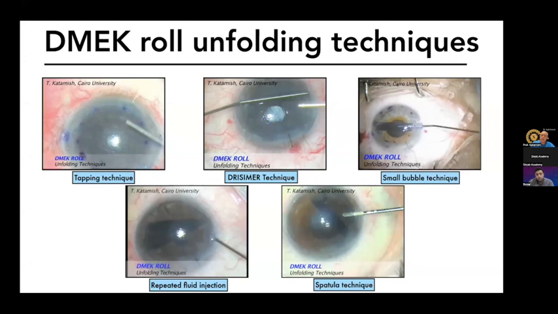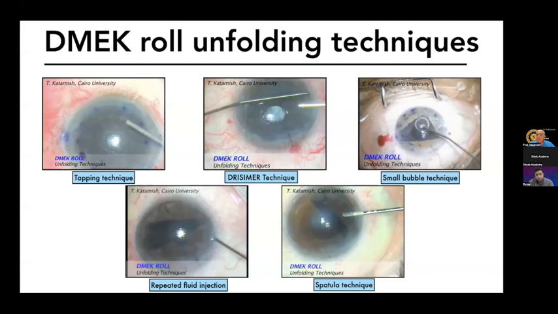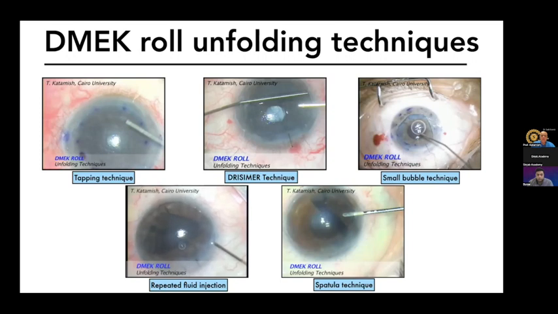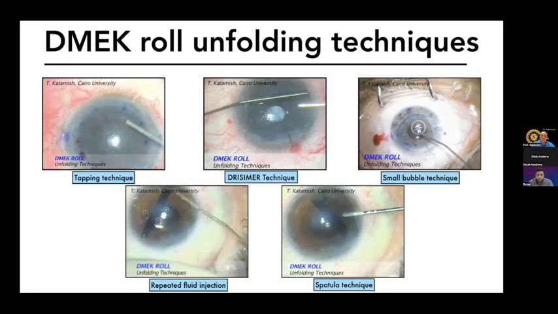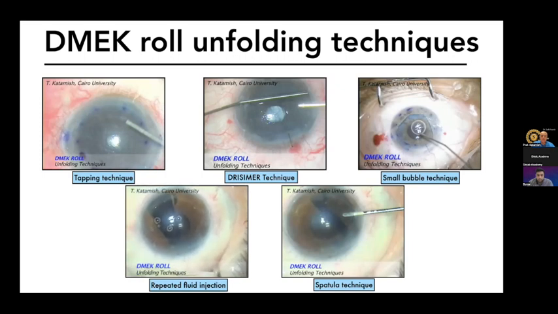The third technique, which I prefer, is the bubble in the roll technique, in which you inject a small bubble in the roll and you manipulate this bubble as if it is a third hand in the anterior chamber to unfold the DMEK graft. As you see, with some patients, with some shallowing of the anterior chamber, with some manipulations, you will be able to unfold this graft. For some very tight DMEK rolls, you may use repeated fluid injection. You see in this example, repeated fluid injection may open a DMEK graft, as you see. You see this tight scroll. If you inject the fluid in a certain direction, you will be able to open this DMEK graft.